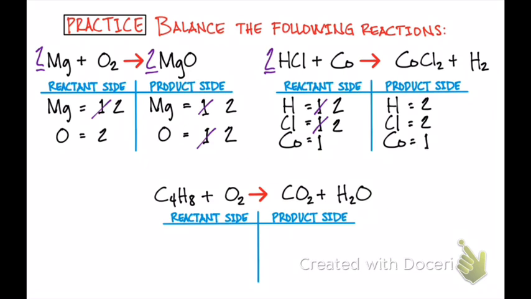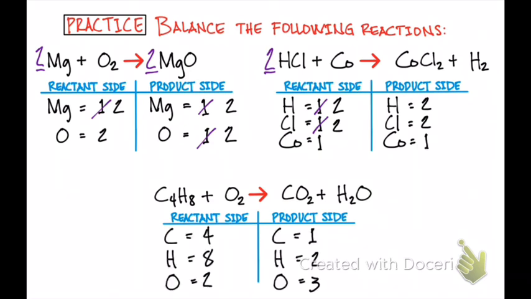Last one here at the bottom, we have carbon, hydrogen, and oxygen on both sides. We have 4 carbons, 8 hydrogens, and 2 oxygens on the left. On the right-hand side, we have 1 carbon, 2 hydrogens, and 3 oxygens. So how do we balance this out? Looking at carbon first, we can put a coefficient of 4 in front of CO2. That gives us 4 carbons on the right, and recounting the total number of oxygens, that gives us 9.